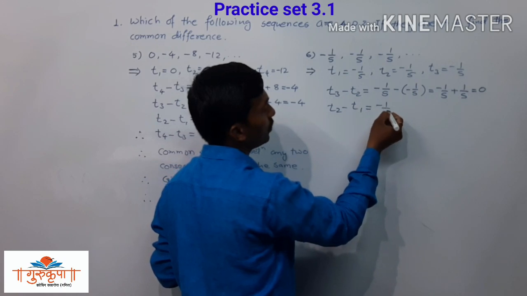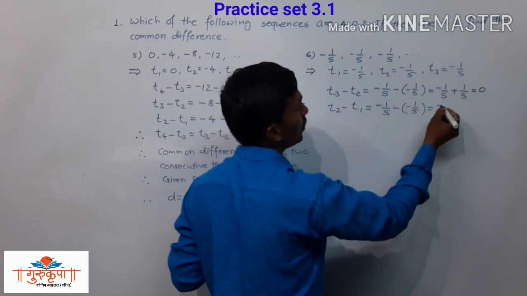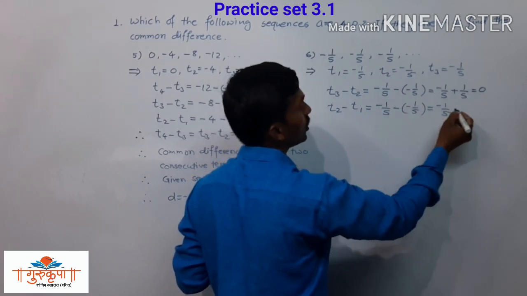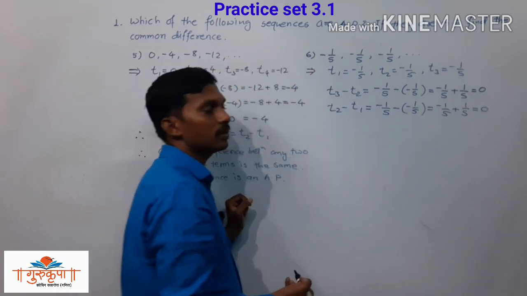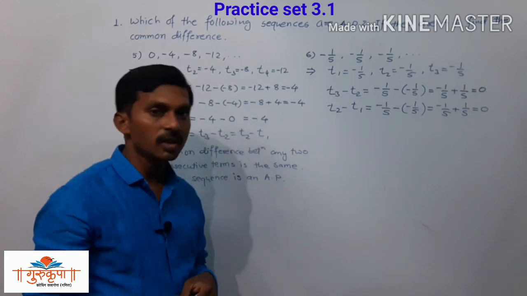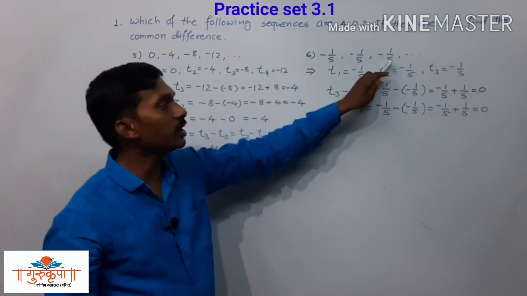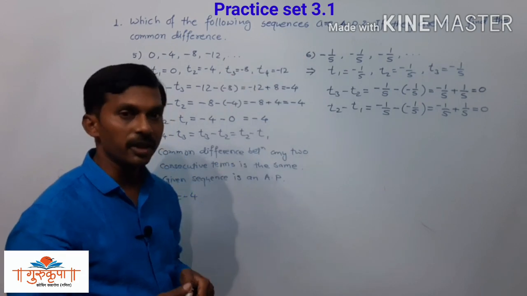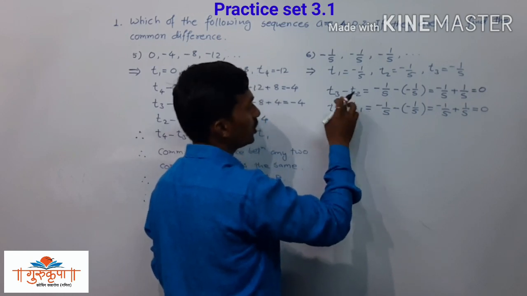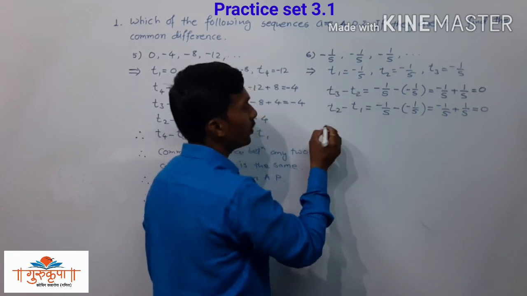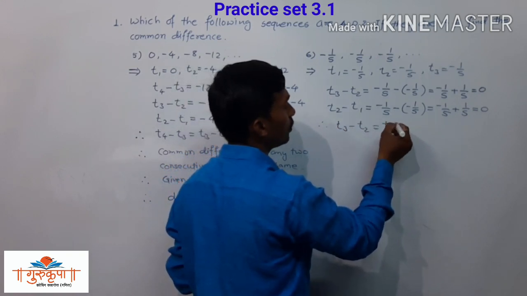Now T2 minus T1, that is -1/5 minus -1/5. This -1/5 as it is, minus into minus is plus 1/5, and it is equal to 0 again. Here again the common difference is the same. We find the common difference between each and every term, T3 minus T2, T2 minus T1, and it is the same. So T3 minus T2 is equal to T2 minus T1.